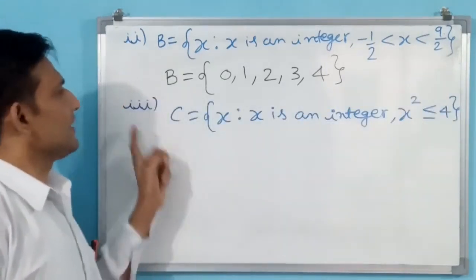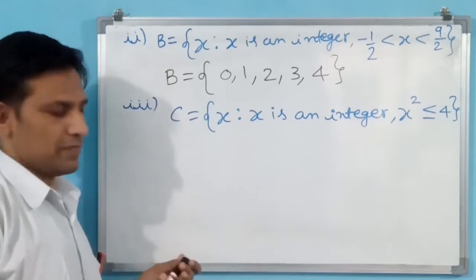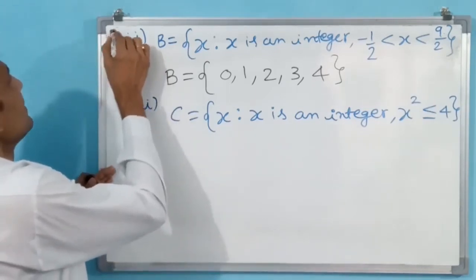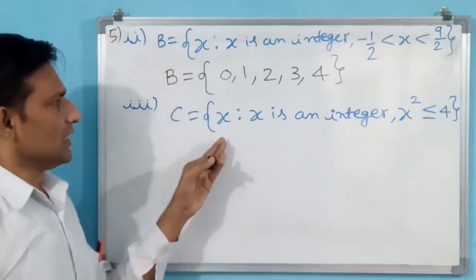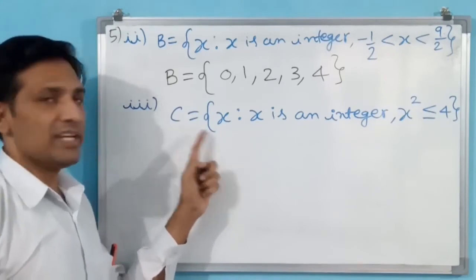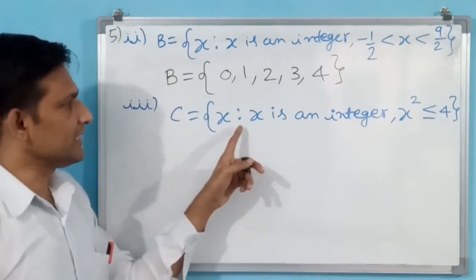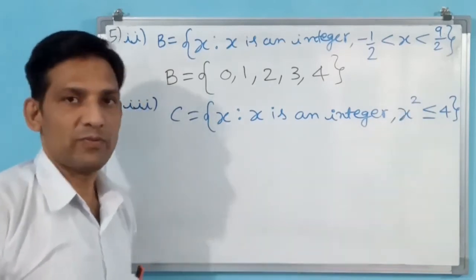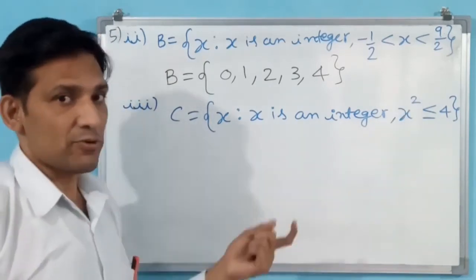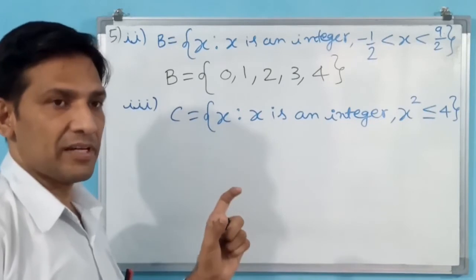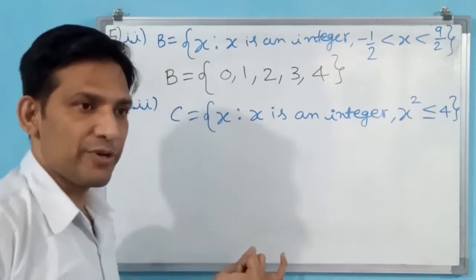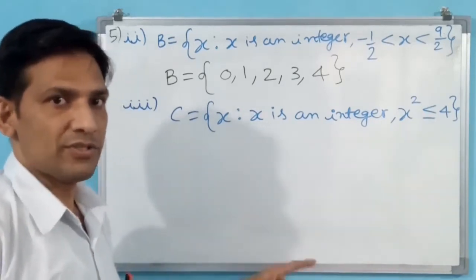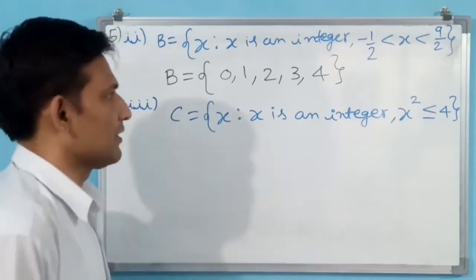Okay, see the third part of this fifth question. C is equal to, for all the values of x, x is an integer, but x square is less than or equal to 4. Integer means, I told you, whole figures will come, whether it may be a negative number or a positive number or 0. Fractions are not going to come.